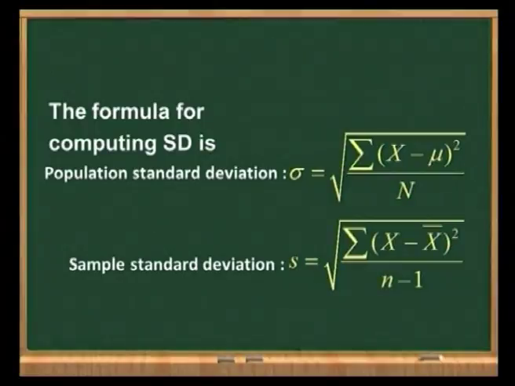The formula for computing standard deviation is, for a population, sigma is equal to the root of sigma (x minus mu) the whole squared divided by N. Whereas for the sample standard deviation, S is equal to the root of sigma (x minus x bar) the whole squared divided by n minus 1.